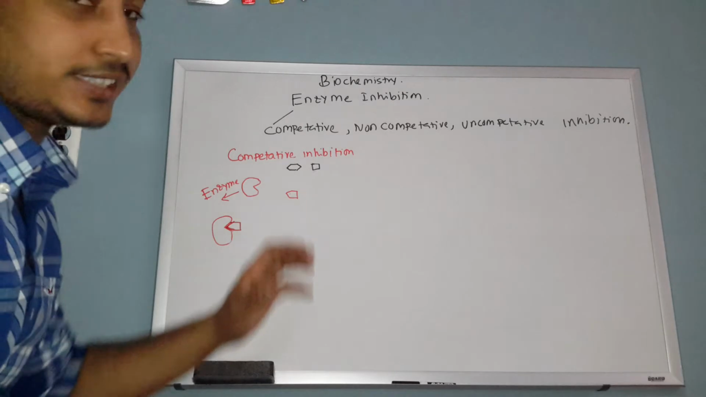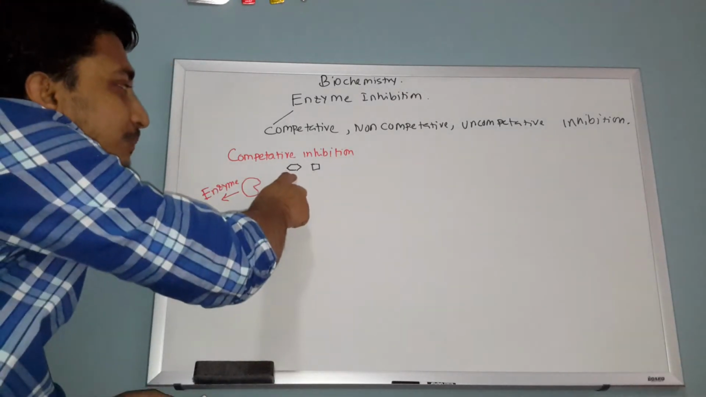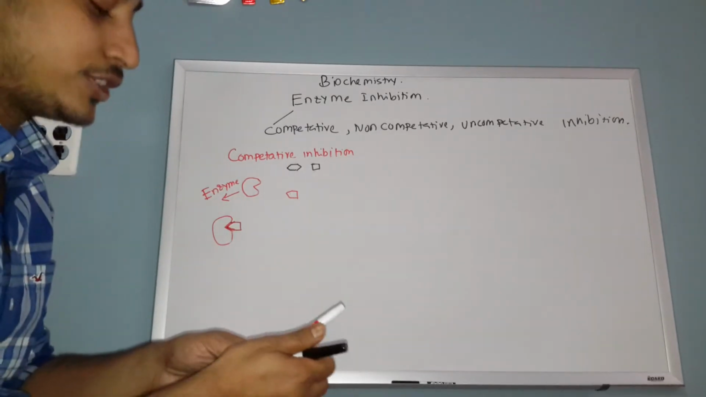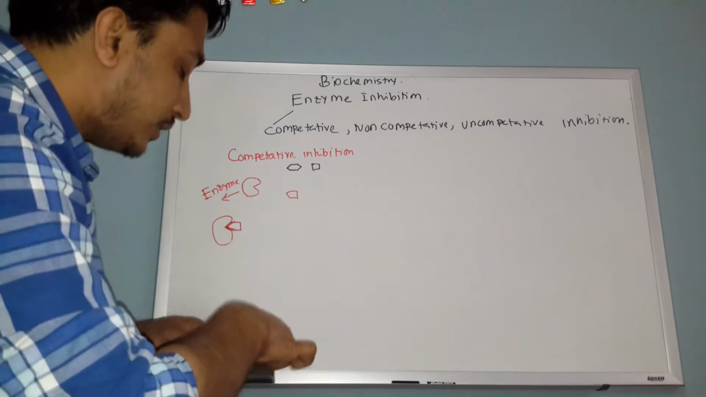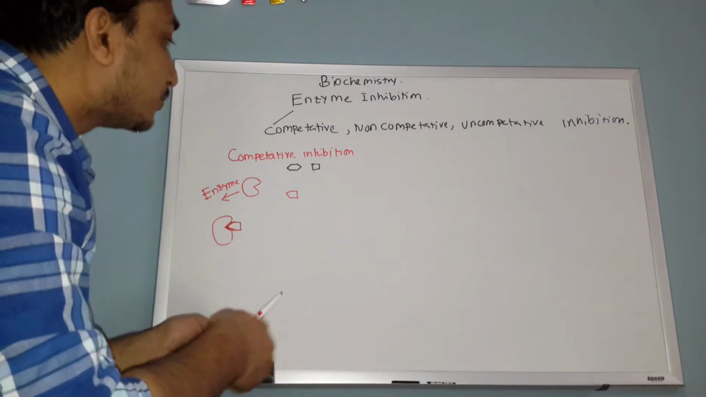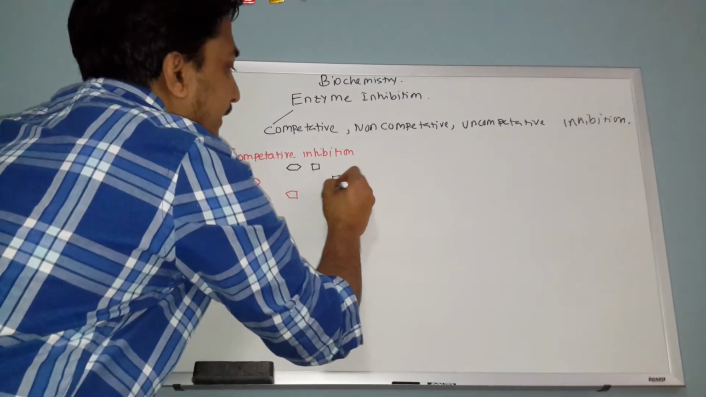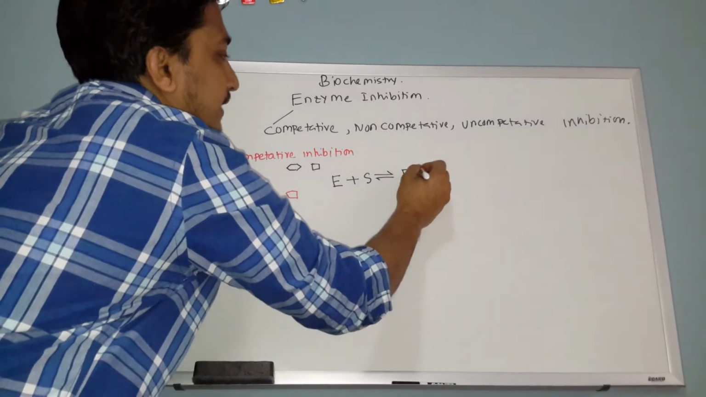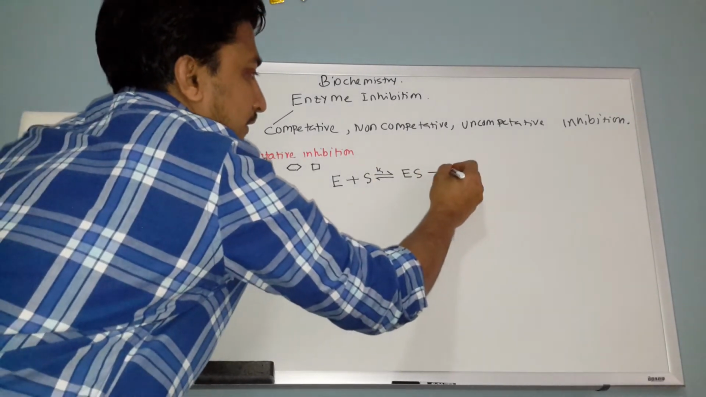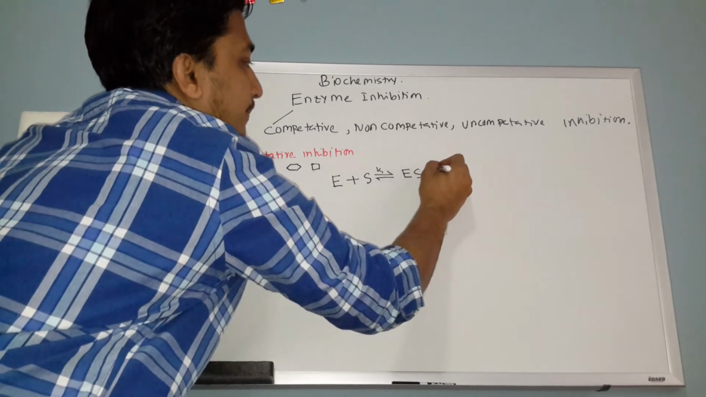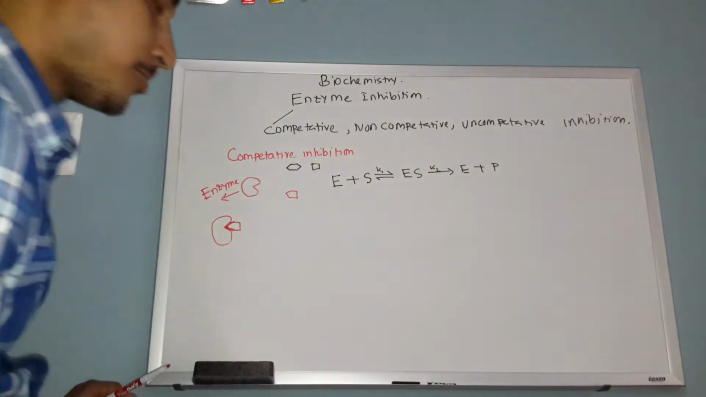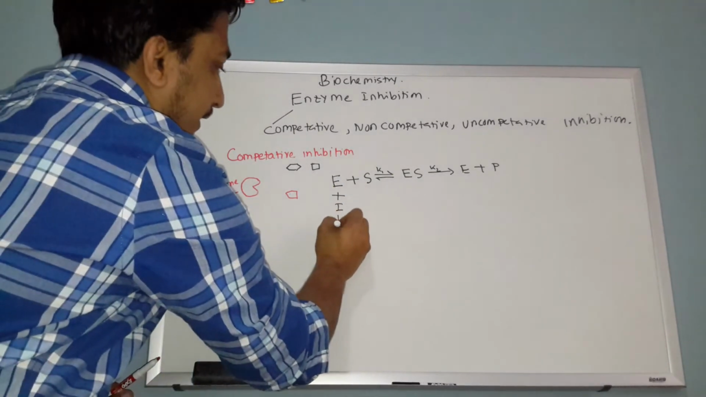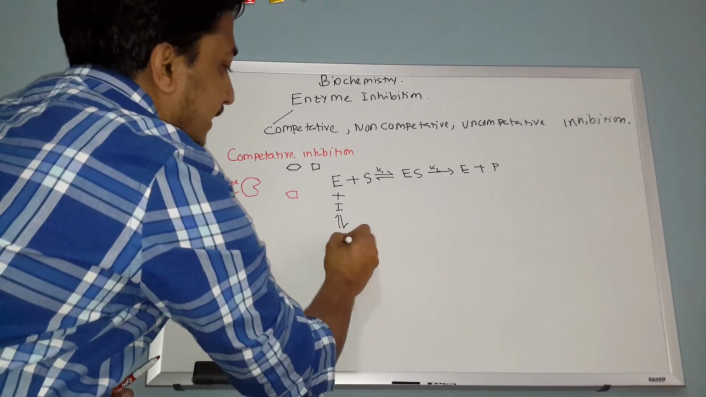How? If you increase the substrate. For example, there is one substrate, and if you add more substrate, then you can overcome the inhibition. I'll show you how. Think of this: E plus S gives us the ES complex. Then the ES complex gives us E plus P, meaning product. When the inhibitor binds, what happens? It gives us the EI complex.